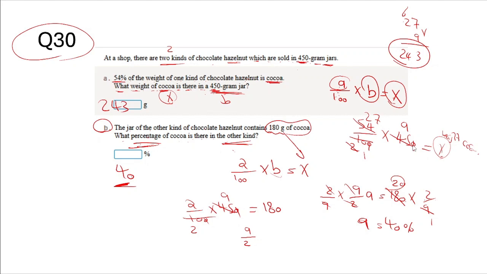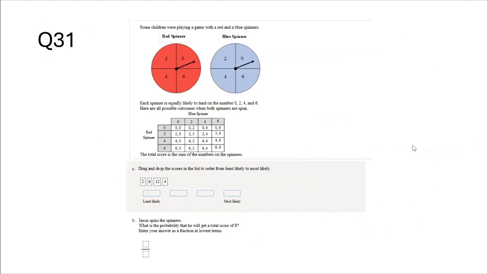Okay? So let's go to the last question here. Question number 31. Here it says some children were playing a game with a red and blue spinner. I have a red spinner and a blue spinner. Each spinner is equally likely to land on the number 0, 2, 4, 6. Here are all possible outcomes when both spinners are spun.